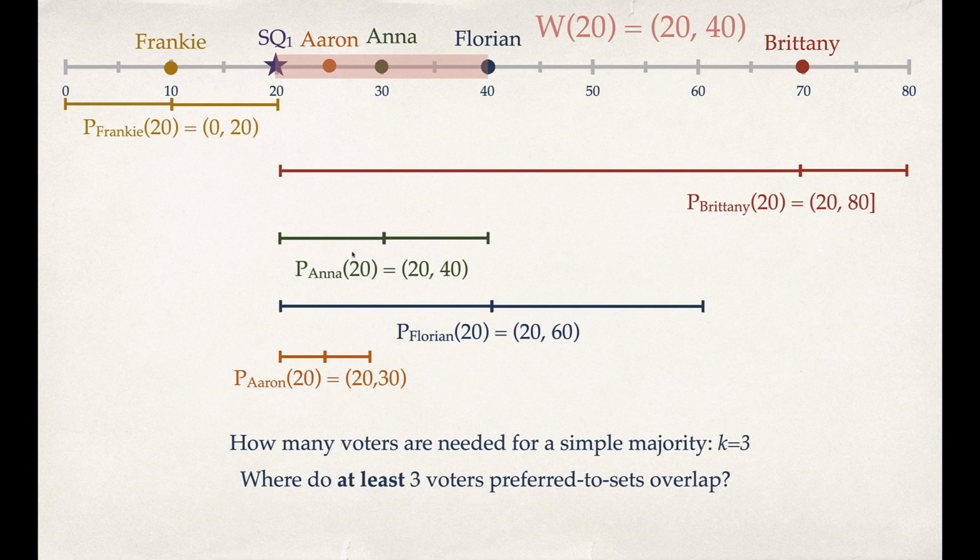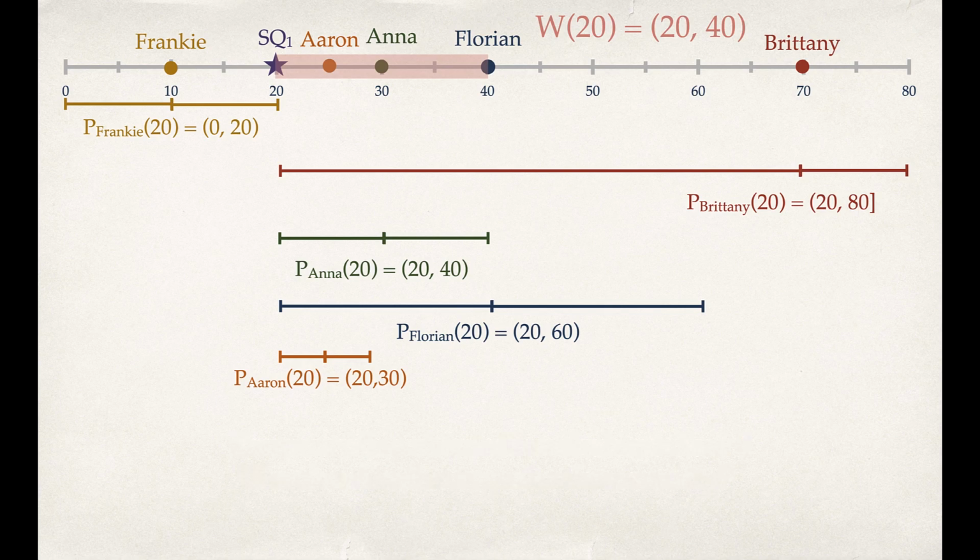It often will correspond with at least one voter's preferred-to set. It doesn't always have to, but it often will. All right, so this is the preferred-to set of the status quo. The win set of the status quo of 20 is everything between 20 and 40, but not including 20 and 40. 20 and 40 are Anna's indifference points, so we don't know exactly what she would do in that situation. We want to know the things that will strictly beat 20, and that is here, the win set.